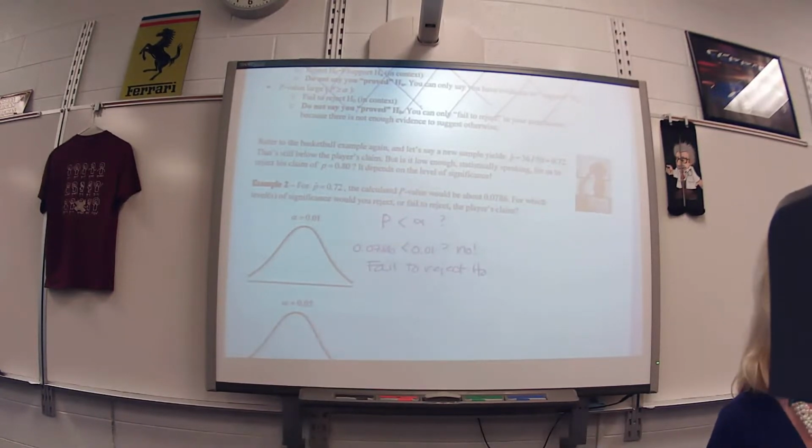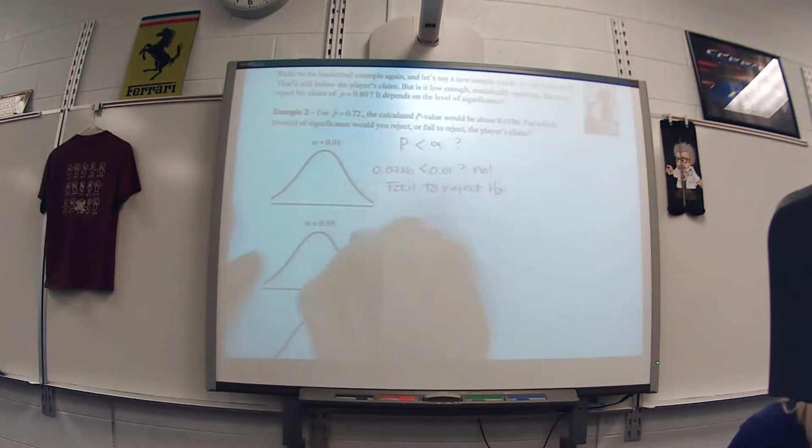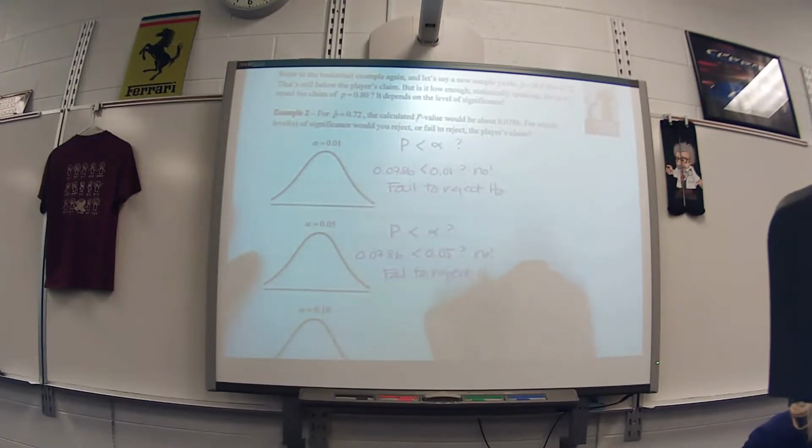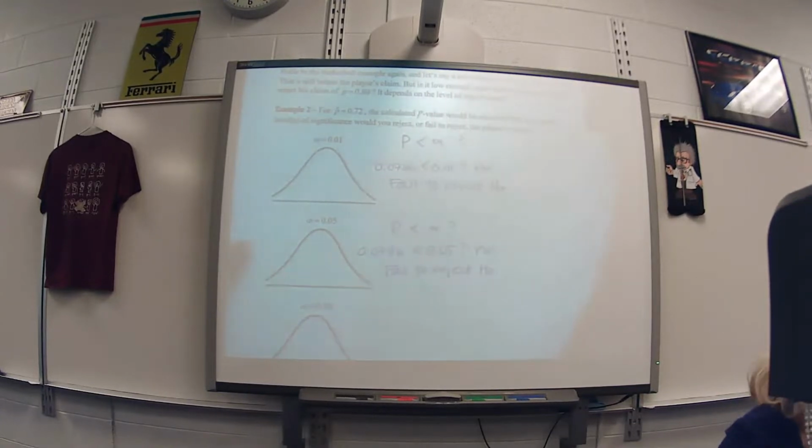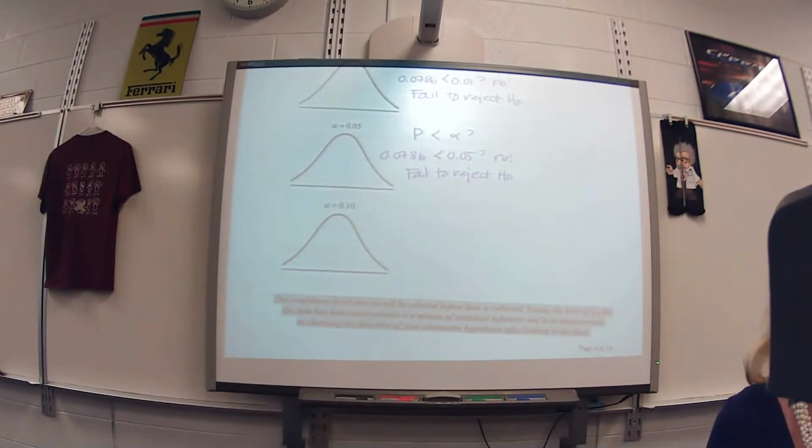Now, if you had decided to use a 5% level of significance, is that P smaller than that alpha? Well, the P doesn't change if we're in the same situation. No, it's still not smaller. Fail to reject the null hypothesis. You would still have to come back and say, okay, you didn't make 80%, but I guess you had a bad day. But look what happens if you switch to 10%.